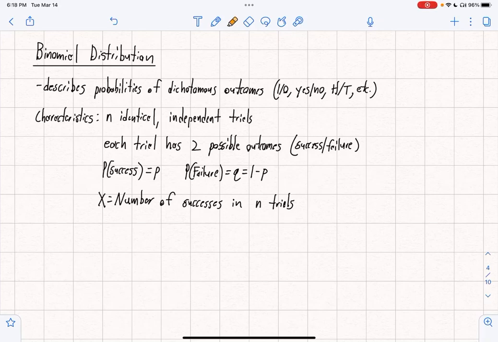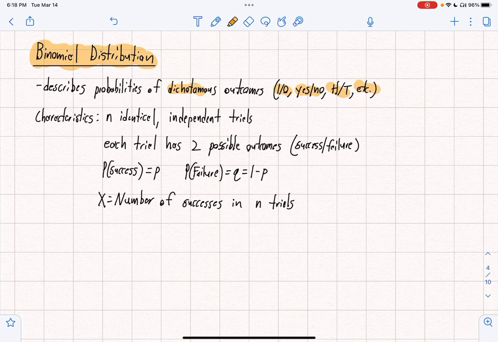Okay, we're going to discuss the binomial distribution. So in the last video or videos, we were just describing discrete probability distributions in general. But here we're going to talk about something specific, something we call the binomial distribution. And it, in particular, describes probabilities of dichotomous outcomes. Dichotomous outcomes. So what do I mean by that? Just two outcomes. 1, 0, yes, no, heads, tails, anything like that.